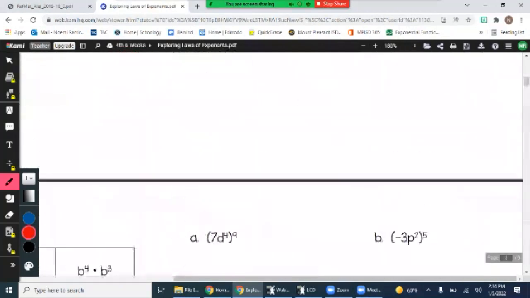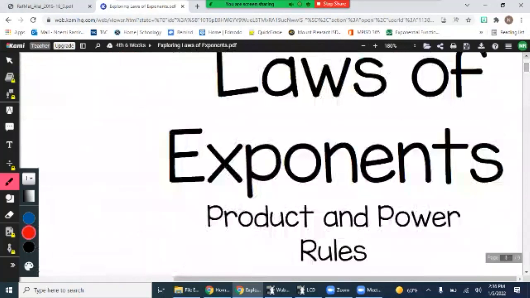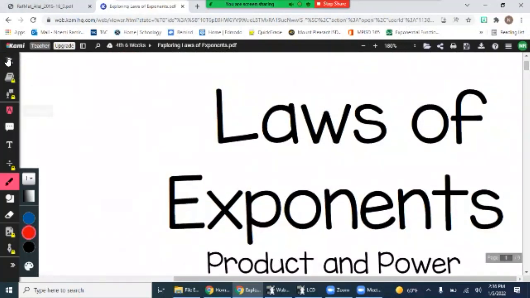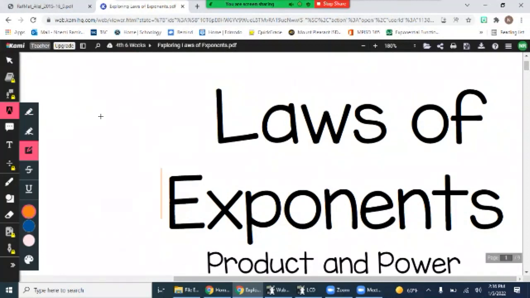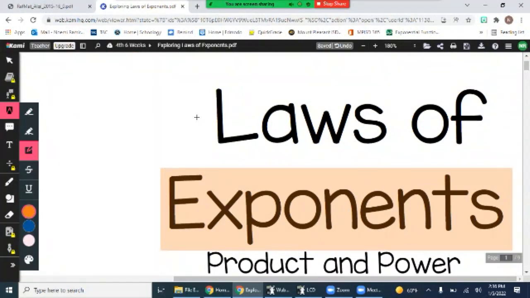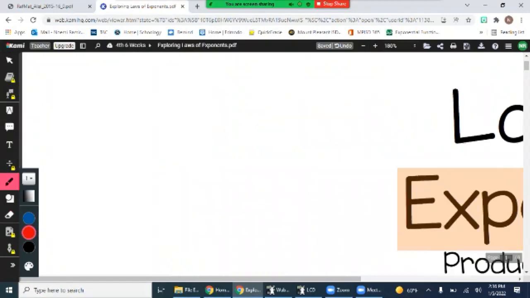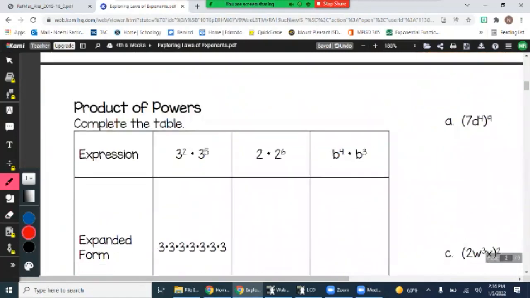I'm just kidding. So once again, I'm going to repeat myself over and over and over until you get sick of hearing it. Laws of exponents. They're the laws of exponents. They're not the laws of bases. The laws of exponents, the rules that apply to exponents only. The first rule that we're going to learn is the product of powers.